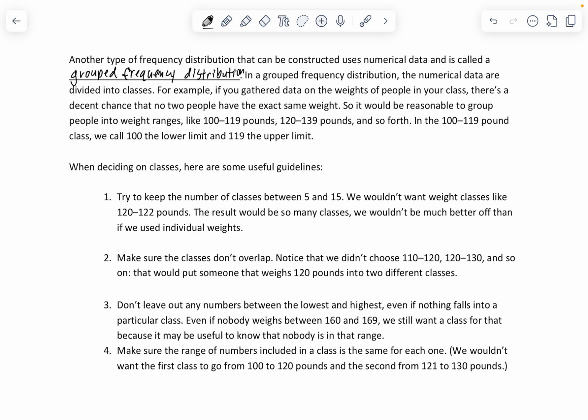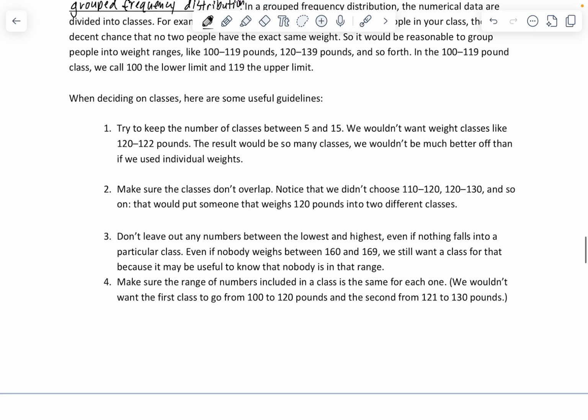4. Make sure that the range of numbers included in a class is the same for each one. We wouldn't want the first class to go from 100 to 120 pounds and the second to go from 121 to 130 pounds, for example. Okay.